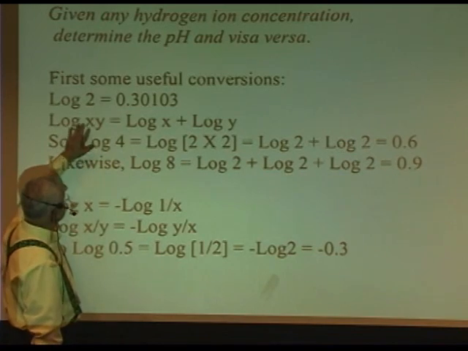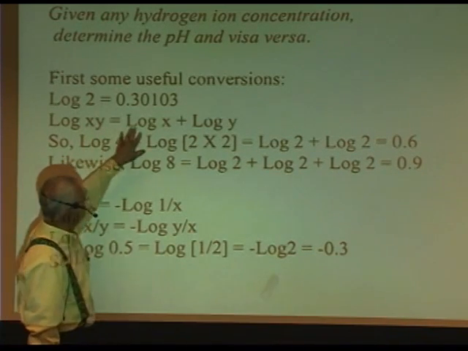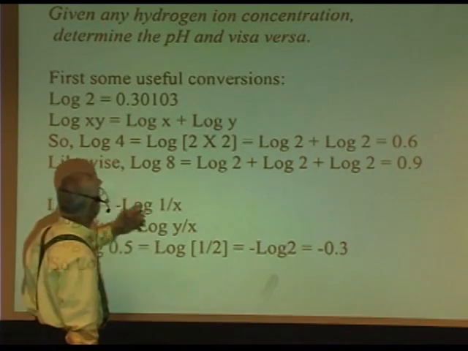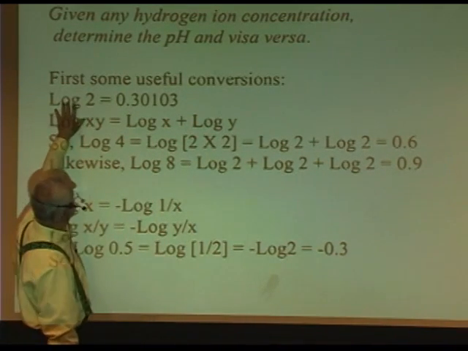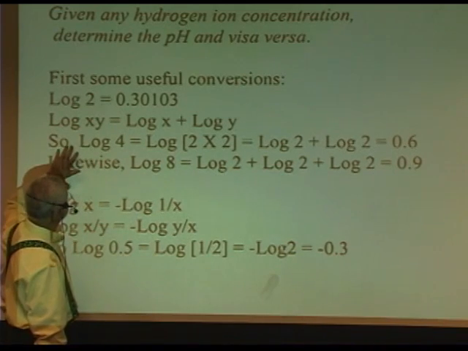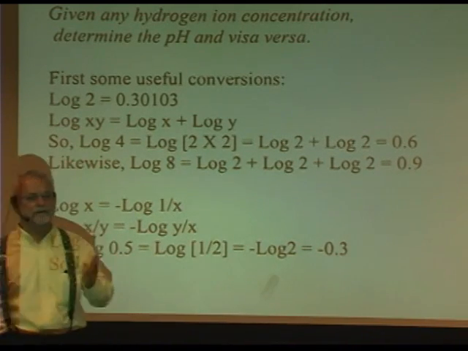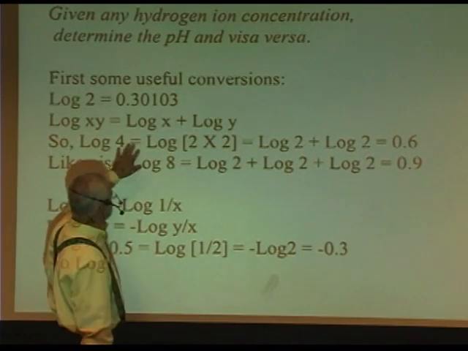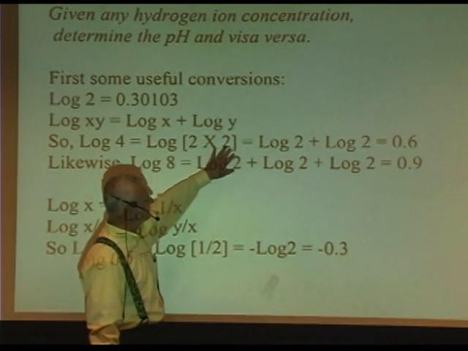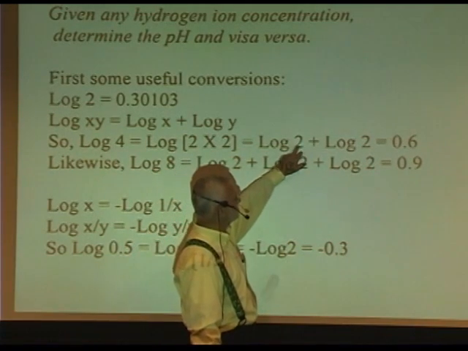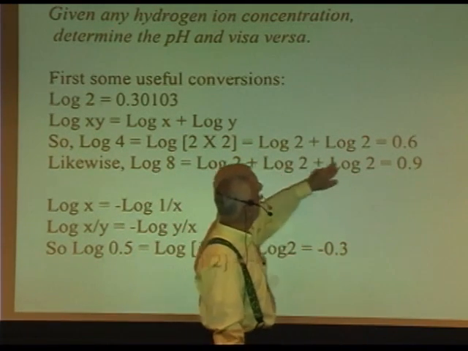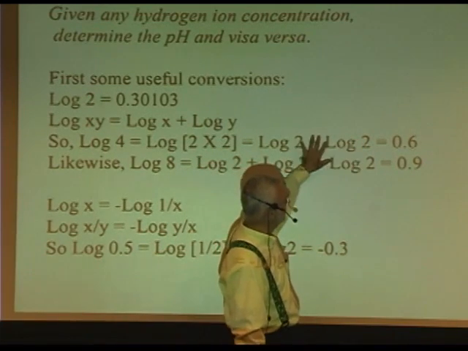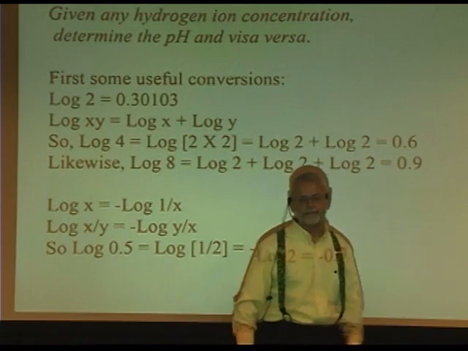You've got to remember that the log of xy is equal to the log of x plus the log of y. So if somebody gives you this information and then asks, what's the log of 4? Well, you can estimate it. I know that the log of 4 is the log of 2 times 2, and that's equal to the log of 2 plus the log of 2. The log of 2 is 0.3, and the log of this is 0.3. I combine them, I get 0.6.